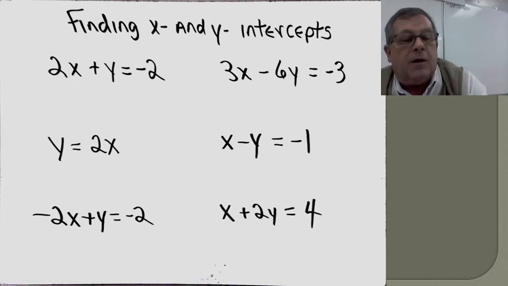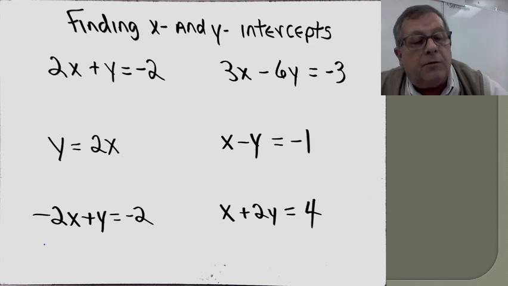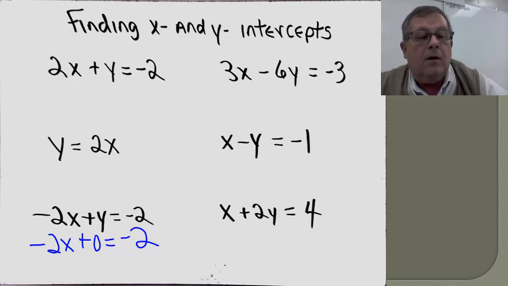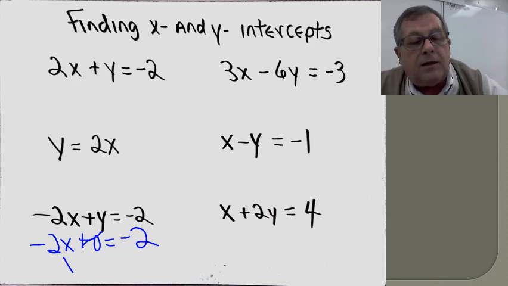Move here to the next one. I got minus 2x plus y equals minus 2. Let's find the x-intercept first. We're going to do that by setting y equal to 0. So I've got minus 2x plus 0 equals minus 2. And that goes away. And now I'm going to divide both sides by minus 2. Well, minus 2 divided by minus 2 is 1.